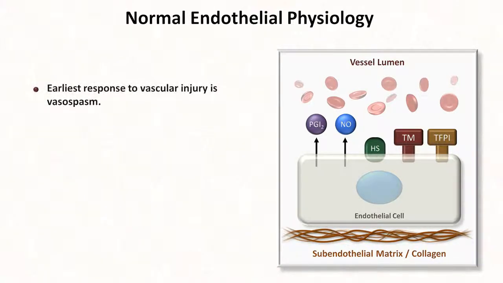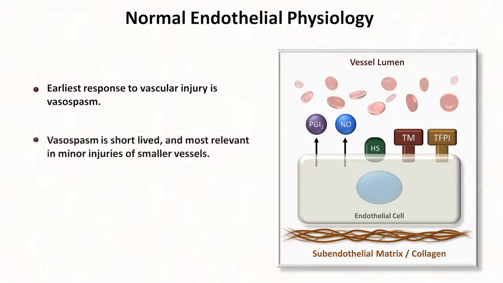The earliest response to vascular injury is vasospasm, which essentially occurs instantaneously. Vasospasm is short-lived, however, and most relevant in minor injuries of smaller vessels. While the vasospasm of endothelial cells following injury is important, platelets have a much more important and complex role. I'll first discuss where platelets come from and what their structure is like.